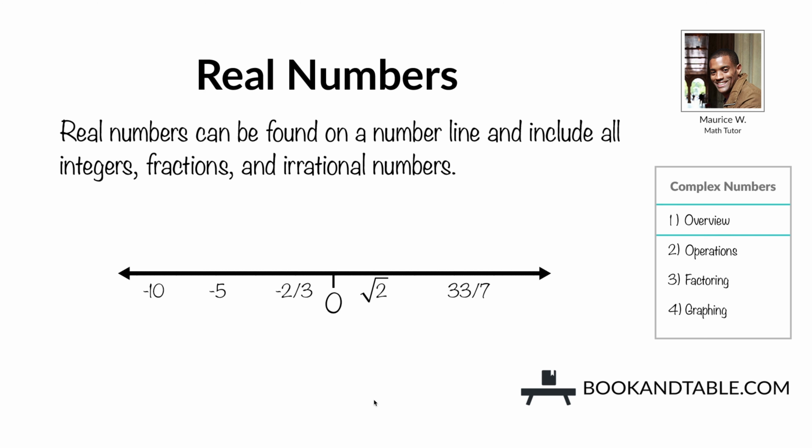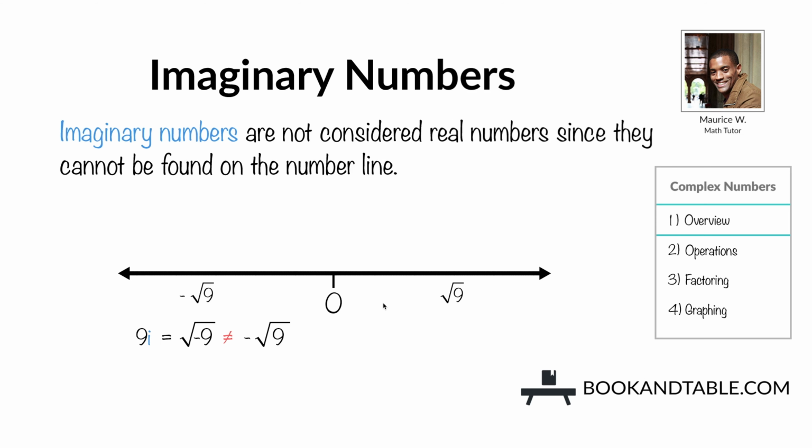So to discuss complex numbers, we will have to discuss both real numbers and imaginary numbers. Real numbers can be found on a number line, such as this one, and include all integers, such as -10, -5, +5, +8, fractions, such as -2/3 or 33/7, and irrational numbers, such as the square root of 2. But what we won't find on a number line are imaginary numbers. Imaginary numbers are not considered real numbers since they cannot be found on the number line.